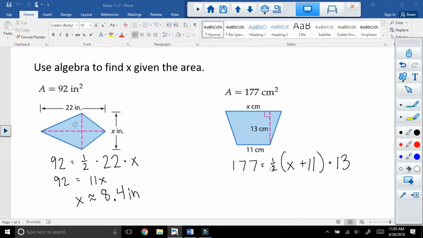If you would like, because multiplication is commutative, I would probably multiply the 1/2 and the 13 to get that this would be the same thing as 177 equals 6.5 times x plus 11. Then if you want to distribute, you're only distributing one number. You could at this point also, if you wanted to, divide by 6.5, or you can distribute. So how about this? You guys finish solving this the way you'd like to. I'm going to go ahead and divide by 6.5, and then finish solving for x that way.